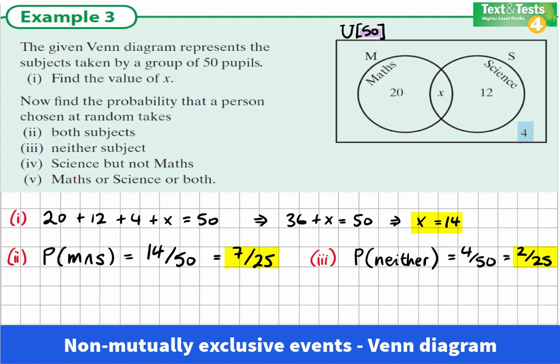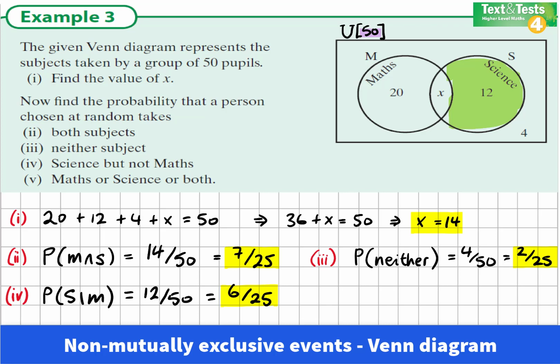Part 4, what's the probability someone selected would study science but not maths? So if we look at the Venn diagram here, we see that this science, not including maths, science only, has 12 in it. So there's just 12 people that study science only. So therefore it would be 12 out of 50 that study science, not maths, or 6 out of 25.